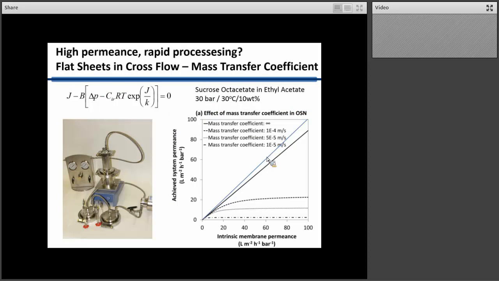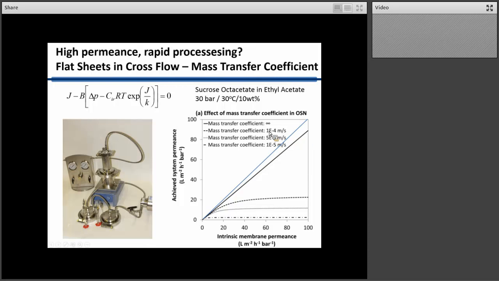And that's reflected in these curves here. You can work out what effect that will have by just solving a simple equation where you take account of the mass transfer. What you can see is a parity line between the intrinsic membrane permeance, if I have a membrane and I measure its permeance in perfect conditions, versus the achieved system permeance. This is for ethyl acetate as a solvent and a 10% weight solution of sucrose octaacetate as a solute. If I had an infinite mass transfer coefficient in the system, so I pump fluid over the surface of this membrane quickly enough, and I had enough turbulence at a very high mass transfer coefficient, I get a slight difference between the achieved and intrinsic permeances because of the osmotic pressure.